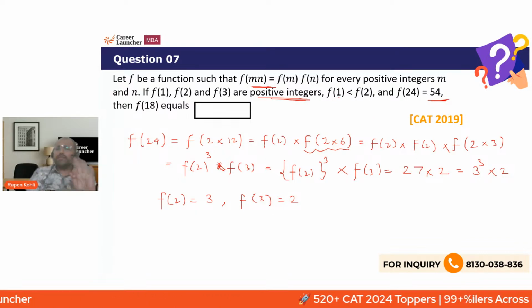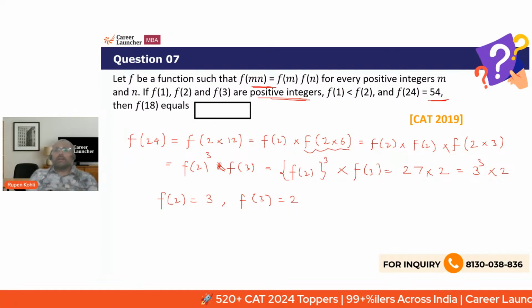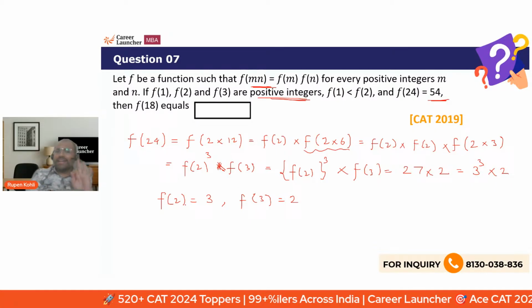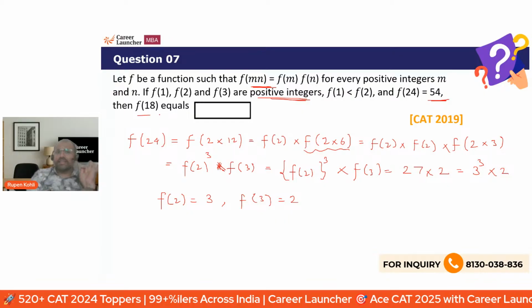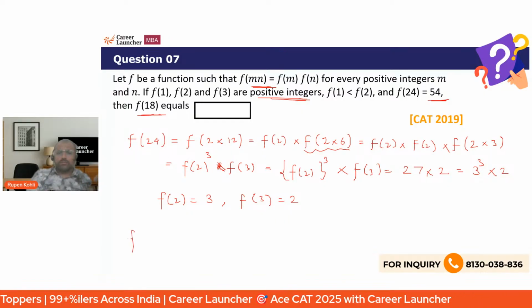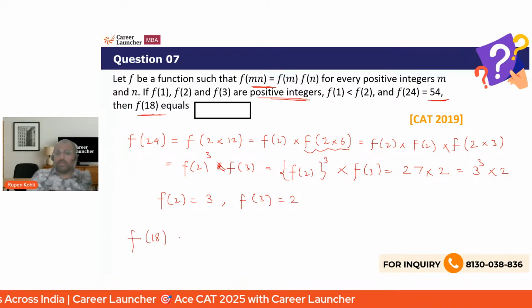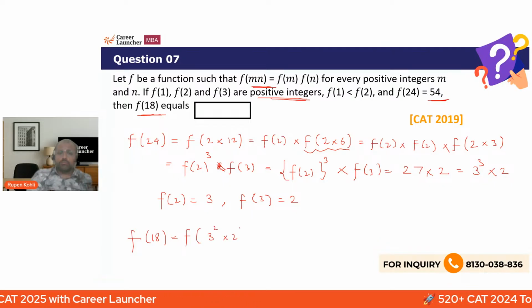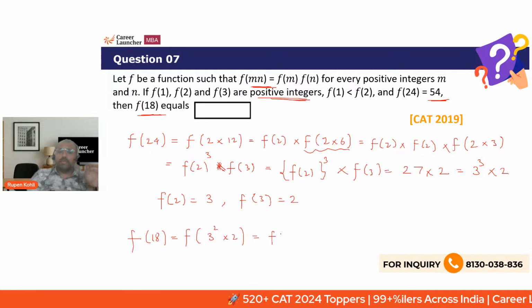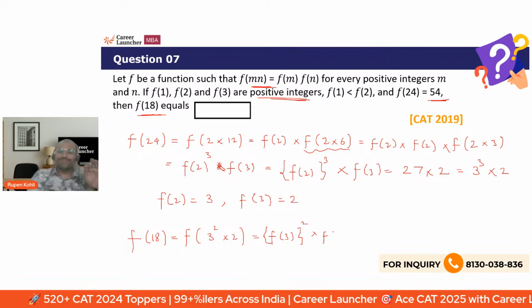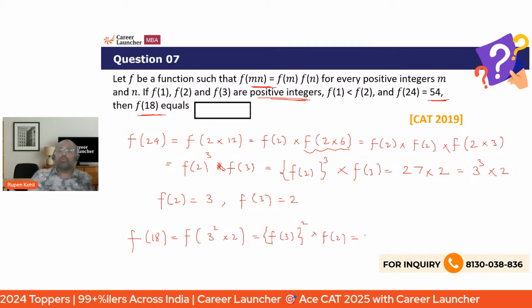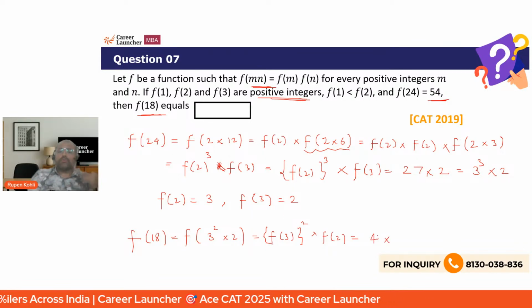f(1) is less than f(2). Okay, so I'm not worried about f(1). I'm more worried about finding these f(2), f(3) because then that can help me to get this f(18). So therefore, as we have understood the logic, f(18), 18 being 3 square into 2, 18 being 9 into 2, so f(18) should be f(3) whole square into f(2). f(3) is 2, 2 square is 4, into f(2) is 3, 4 into 3, 12. That's your answer.